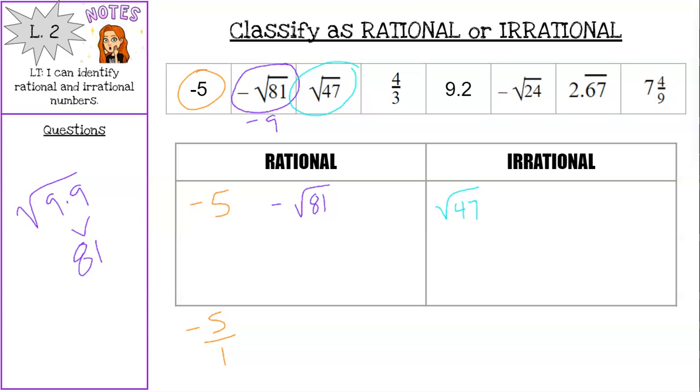Next, we have the fraction 4/3. Fractions are already written as a ratio of two integers, therefore fractions are always rational. Next, we have 9.2. 9.2 is an ending decimal, meaning it goes in the rational column. It ends. We can make sense of it. We can write it as a fraction, a ratio.